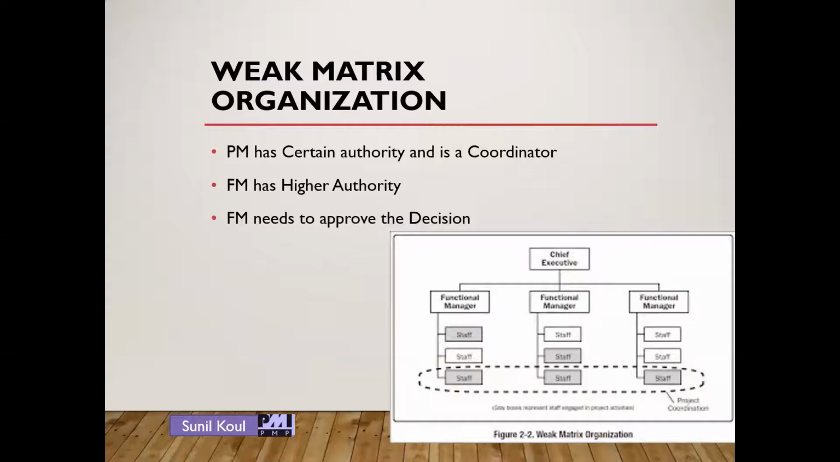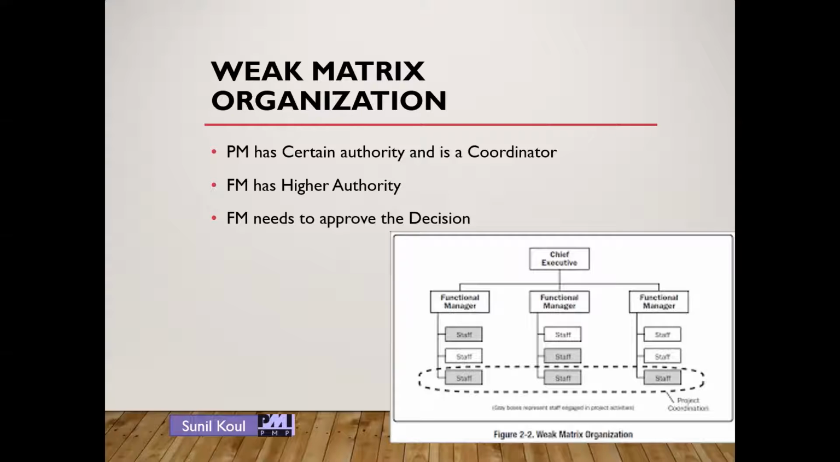So if you see the weak matrix organization, it is almost similar to what we discussed in the functional organization, but the PM has a little bit more authority over here. So the PM has certain authority and is working as a coordinator here. But when we say expediter, it is in the functional organization itself. Very important from the PMP perspective when you're going for certification. This question may be asked there. Then we have the FM with higher authority here. Again, the FM has the higher authority, and all the decisions are going to be approved by the FM. That is the functional manager, not the PM.